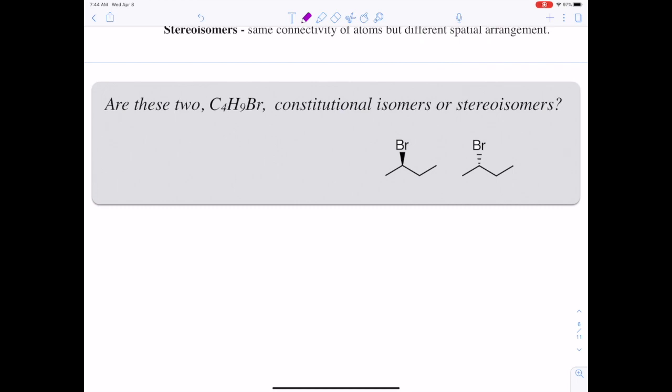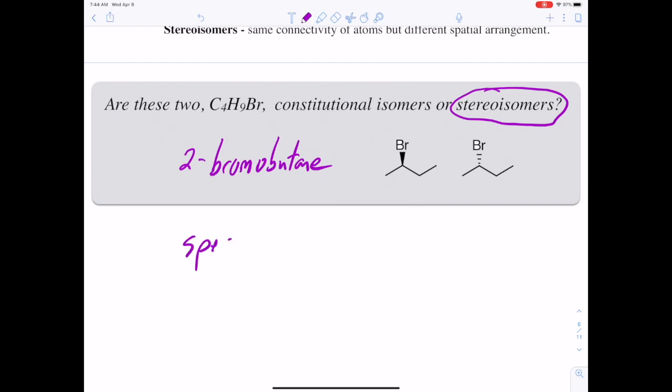Now how about these two? These two are both 2-bromobutane, but they're not the same. They are mirror images that are not identical. So these are stereoisomers, and specifically enantiomers.